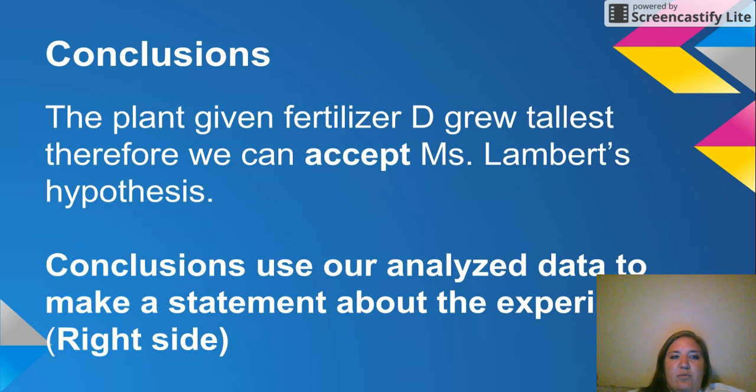So from this, we can then draw conclusions. The plant given fertilizer D grew tallest, therefore we can accept Miss Lambert's hypothesis. Conclusions use our analyzed data to make a statement about the experiment. Just like we did above, we took our data, we analyzed it, and then we made that into a statement.